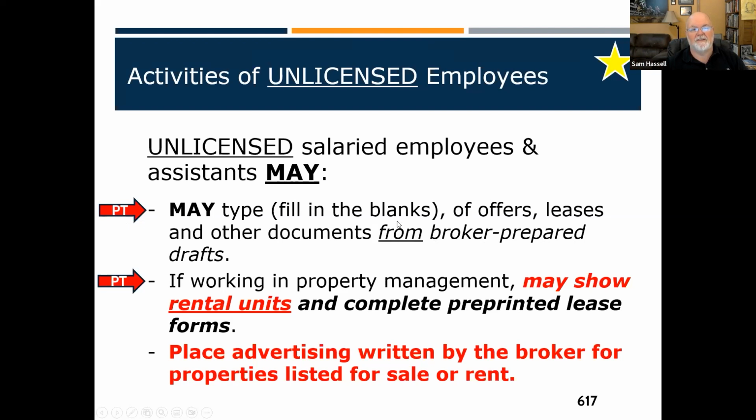So basically, this is ministerial. And if working in property management, they may show rental units and complete pre-printed lease forms. Again, you're going to have to put together the lease forms and they can complete those pre-printed. They cannot sign them, you have to sign them. And they can place advertising written by the broker for properties listed for sale or rent. You still have to write it up, they can place it.